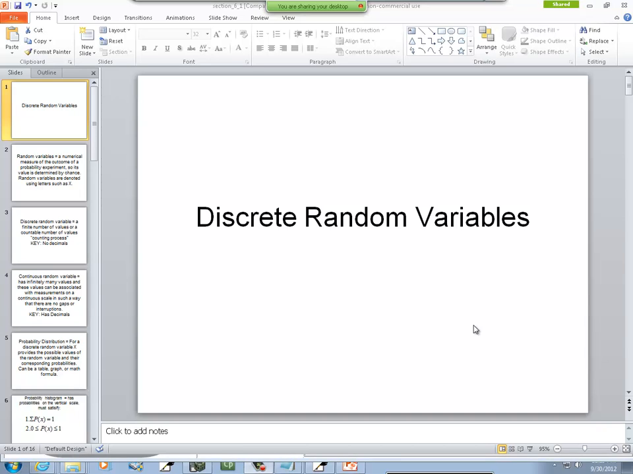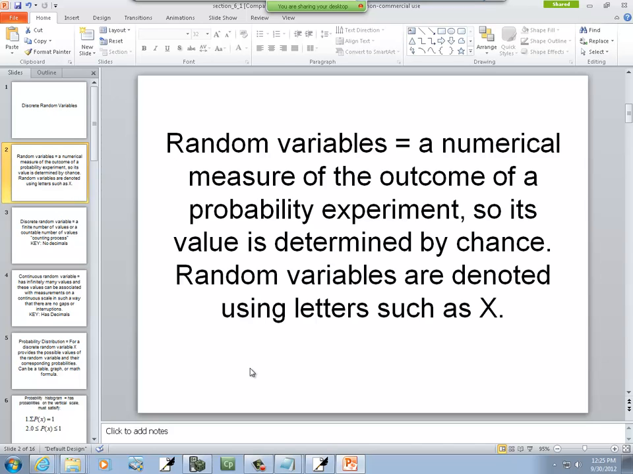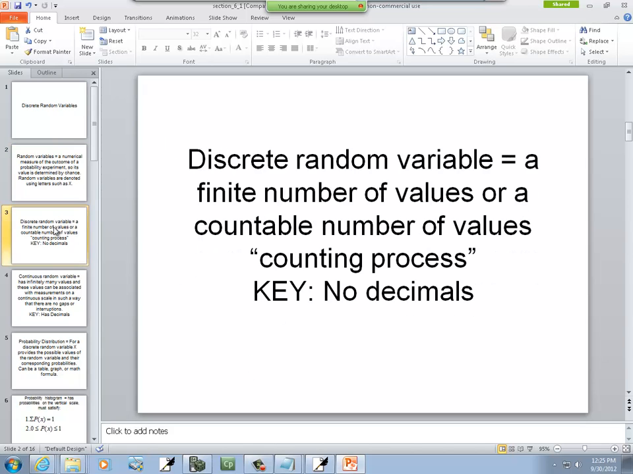And let's take a look at discrete random variables. Now remember, a random variable is a numerical measure of the outcome of a probability experiment, so its value is determined by chance. Random variables are denoted using letters such as x. Now if you get a discrete random variable, it has a finite number of values or a countable number of values, the counting process. Key, there's no decimals here. That's the main thing on this part.